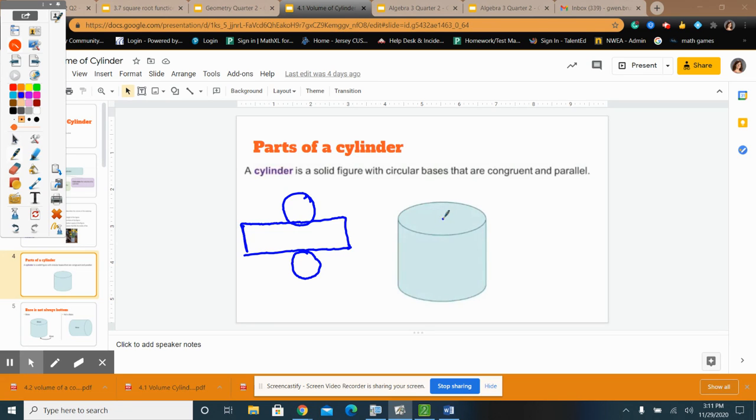What else do we have? We have a radius. That is a radius. A diameter goes all the way across.